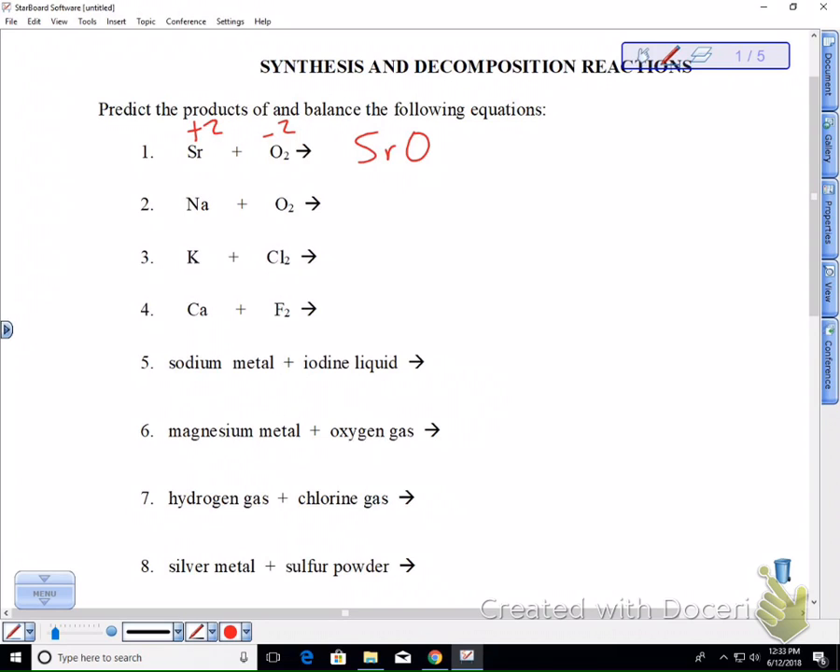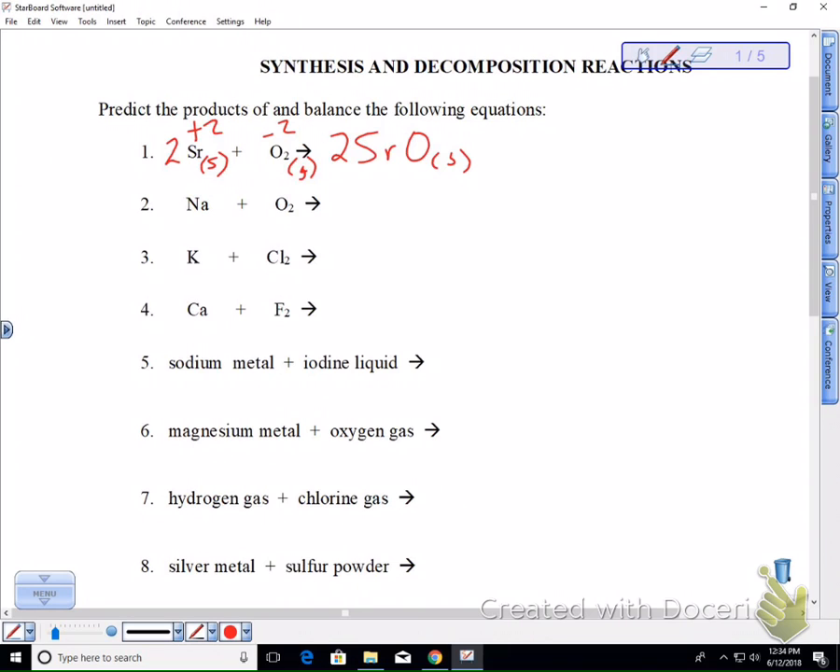Now, we are going to put states of matter in, and we're going to assume standard conditions unless we're told otherwise. So strontium's a metal, solid. Oxygen's a gas. And then, unless we have other information about water environment, this is an ionic compound and will also be a solid. Obviously, it's not balanced, so we will fix that by putting a 2 in front of strontium oxide and then a 2 in front of strontium.